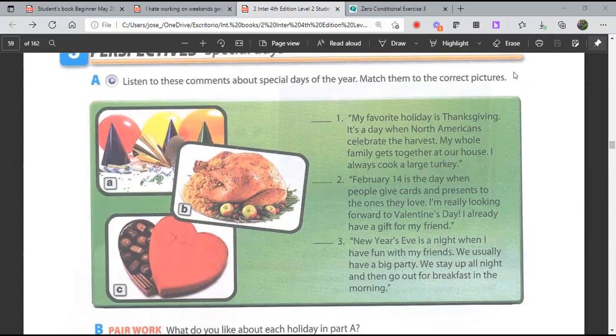Let me do something. Let me play this so you can pay attention to the pronunciation. Voy a reproducir esto una vez más, solo para que pongamos la atención a la pronunciation and the intonation. Go ahead, please.